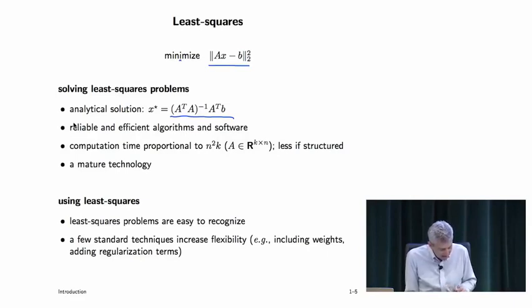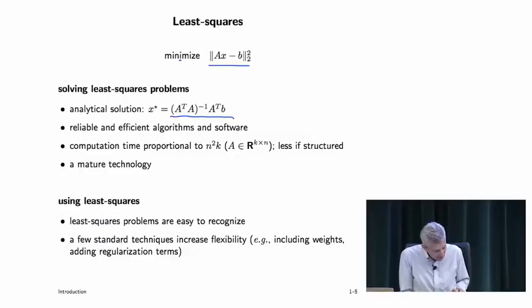More than simply there being an analytical solution, there are reliable and efficient algorithms and software to solve least squares problems. By the way, it's not trivial, and not one of them uses the analytical solution directly. In other words, I'll tell you what you don't do. What you don't do is form A transpose A, then form its inverse, multiply it by A transpose, then multiply it by b. That's not how it's done. I mean, obviously, it's not done a whole lot different from that, because it's just evaluating this, but still.